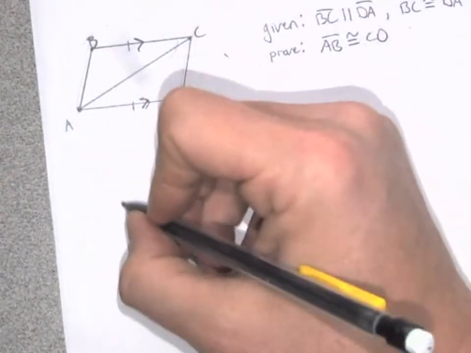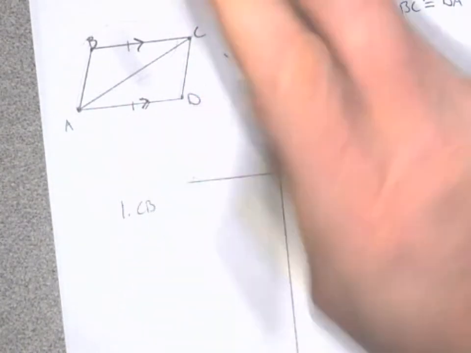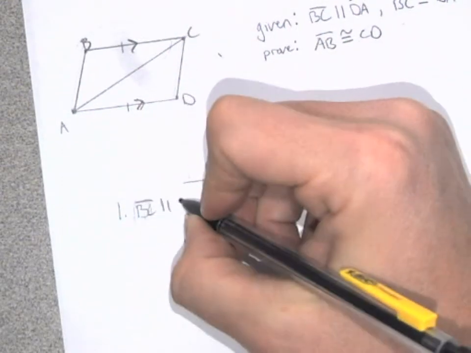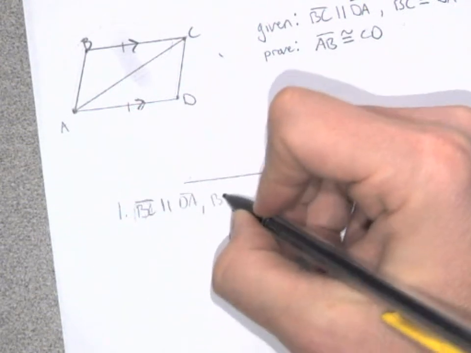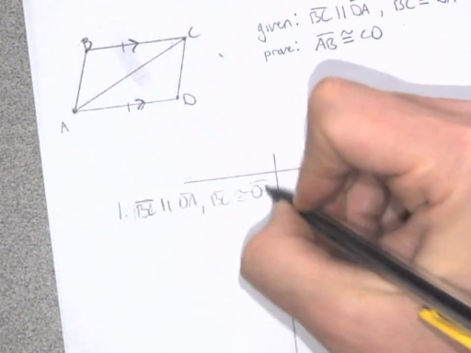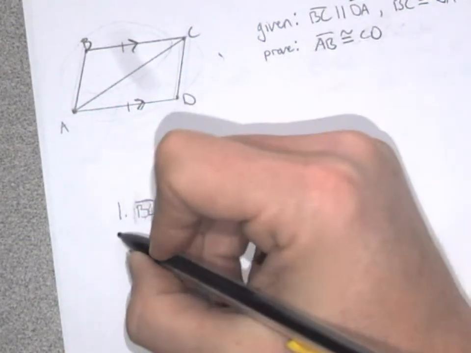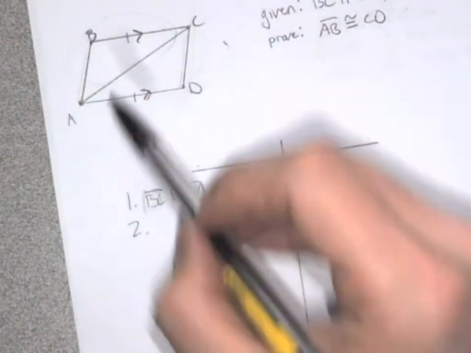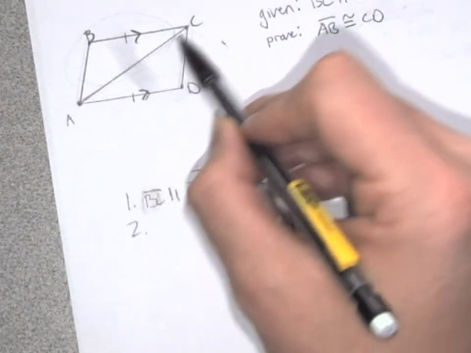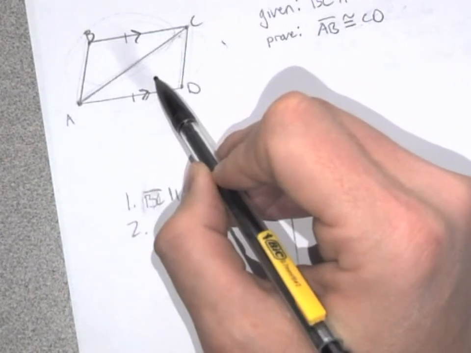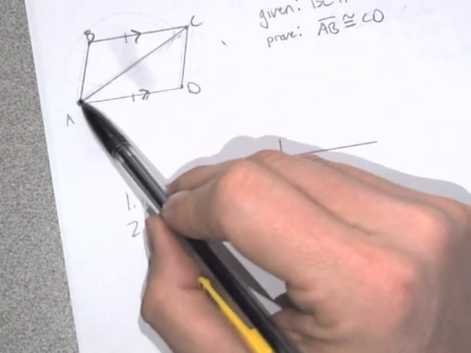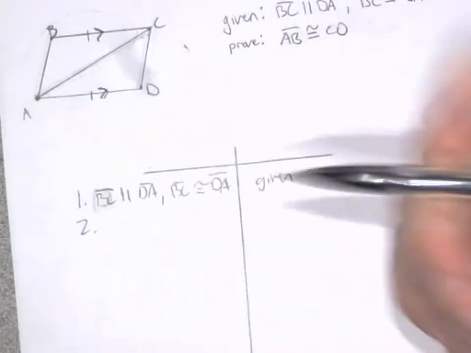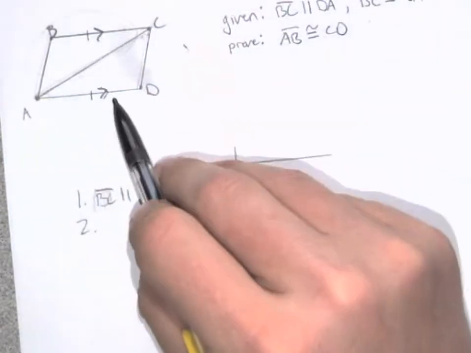We're going to start out with the given. We have BC parallel to DA, and BC congruent to DA as well. Given. We also know some things about these other sides. This side, AC, is used in both triangles. So with the reflexive property, we can say AC is congruent to CA. We already have one side: notice BC is congruent to DA.